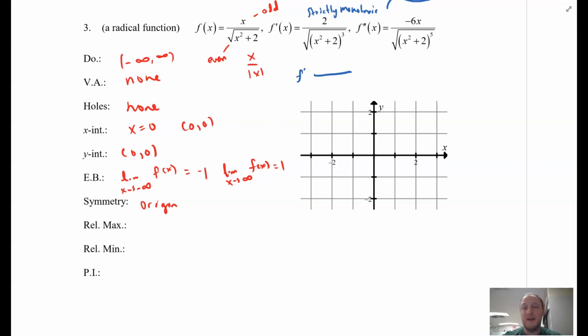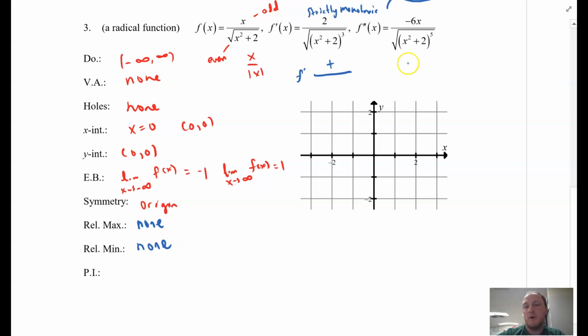Well, we can just plug in any value and see, is it positive or negative? The numerator will always be positive. If I plug in, I'm just going to pick 0. So 0 plus 2, that's a positive 2 to the 3 halves power, cubed, then the square root, that's positive. So this function is always increasing. Next, if it's always increasing, what does that mean for maxes and mins? Well, it means we don't have any. None. No relative maxes or mins.